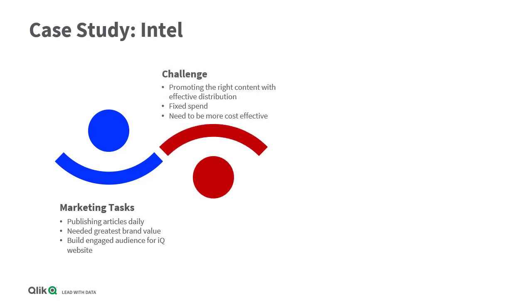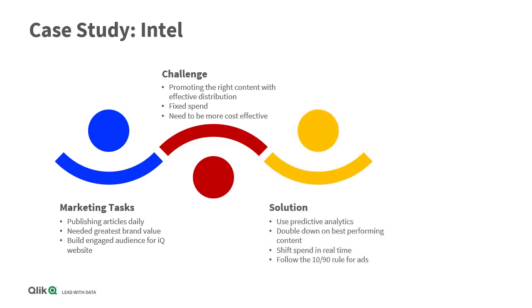The challenge was to promote the right content, which would have the biggest impact on the customer and the most effective distribution. A barrier was a fixed spend, which meant they needed to be more cost-conscious. Intel decided to use predictive analytics to track the content that was being published.